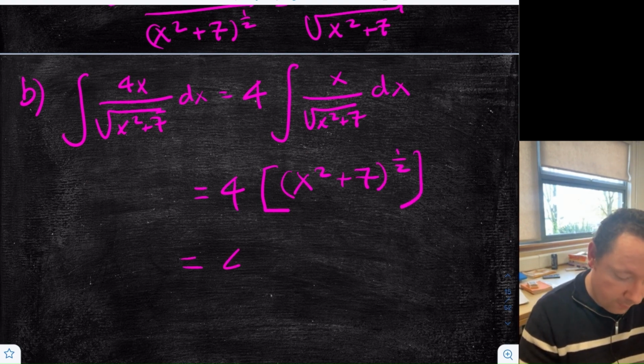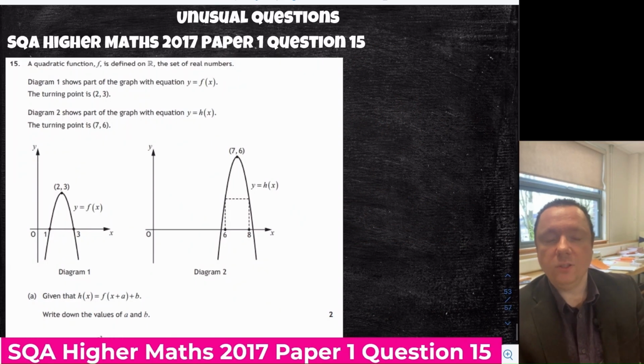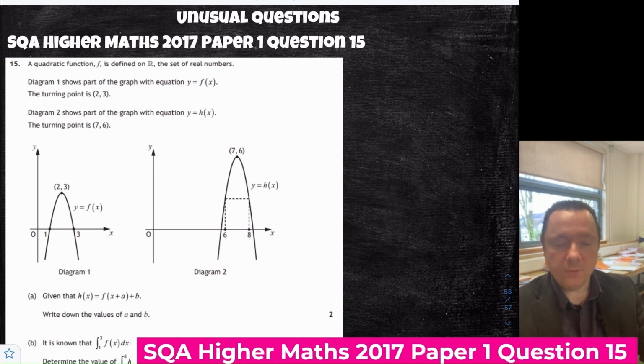Or, let's make that neater, x squared plus 7 to the half. I've forgot my plus c, so there we are, plus c, and we're done there. We move on to what I would say is unusual differentiation questions. The first one we're going to look at, just stuff that doesn't come up as often, is this one.